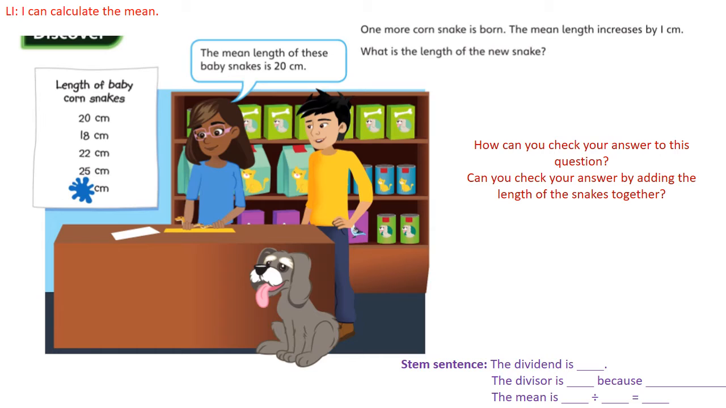Okay, let's just read that one more time. So one more corn snake is born, so that means I've got 6 now. The mean length increases by 1 centimetre. Well, the mean length was 20, so the mean length must now be 21, but there are 6 snakes. And the question is asking me to find out the length of the new snake.